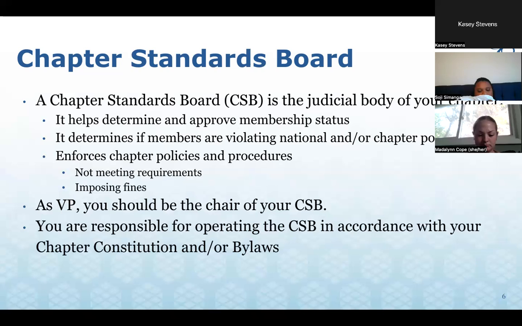So as a chapter VP, you are the chair of your chapter standards board. You're responsible for operating it in accordance with your chapter constitution and bylaws. We'll get into this a little bit more, but your CSB at Alpha Zeta chapter might be way different than at Gamma chapter, than at Phi chapter, wherever you are. But there are some best practices in terms of what your membership should look like on the board and what things you should be doing. So we're going to go into those.